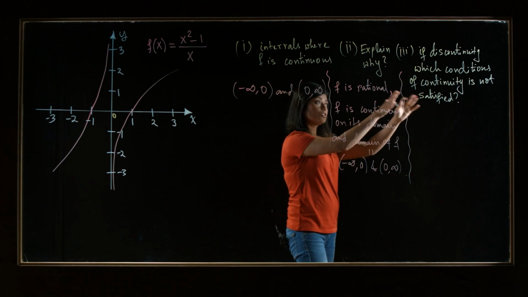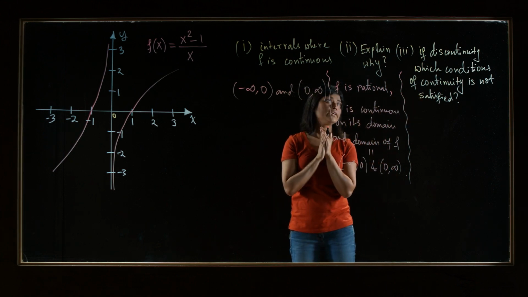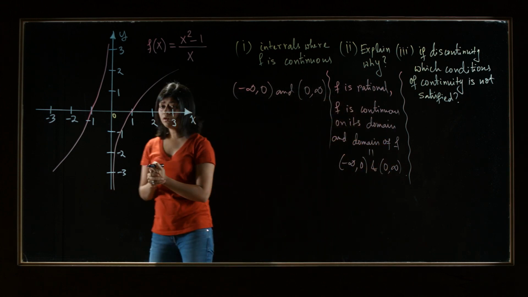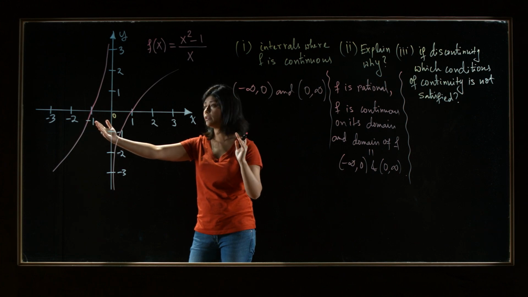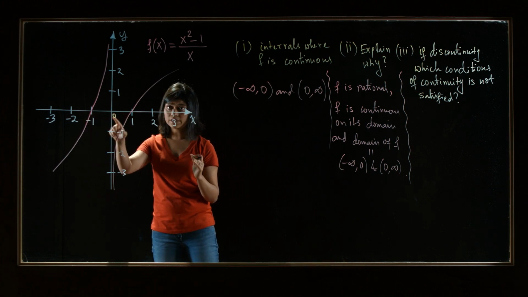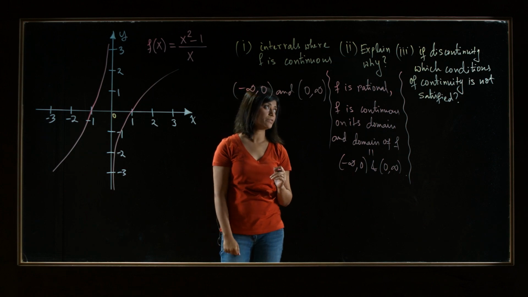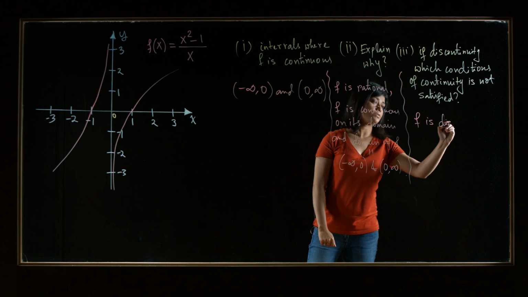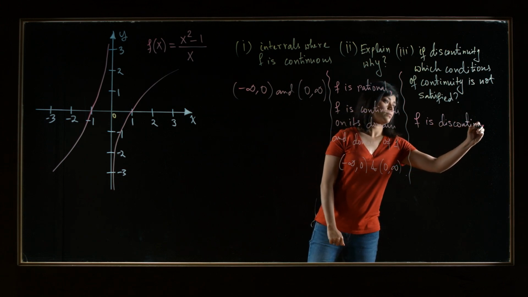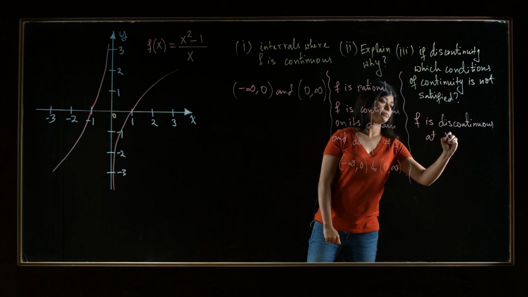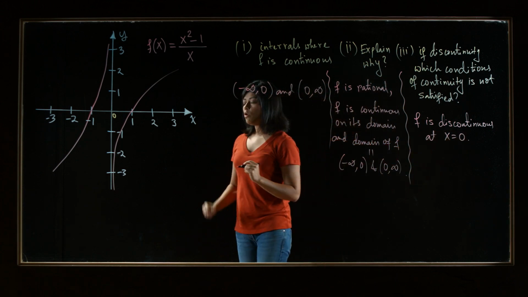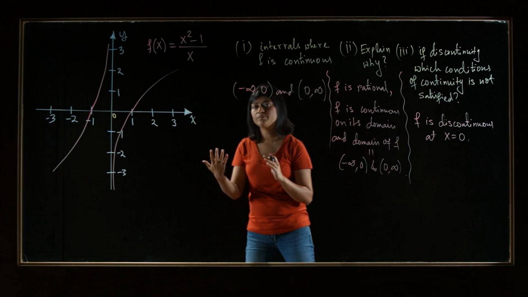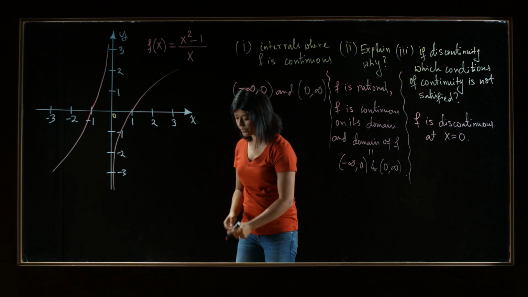Now for the third part, we have to think about it a little bit. Is there a discontinuity? Well, of course the function is not continuous on the entire real line. It is not continuous at 0, and therefore 0 is a discontinuity. So yes, f is discontinuous at 0. So why is it discontinuous? What does continuity really mean? What is the definition of continuity?